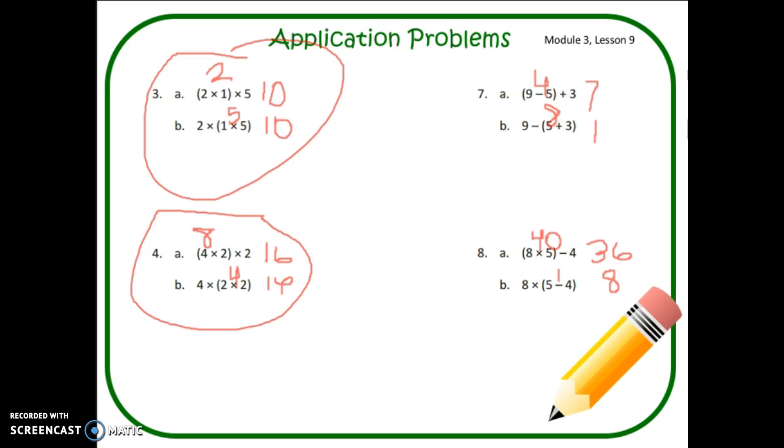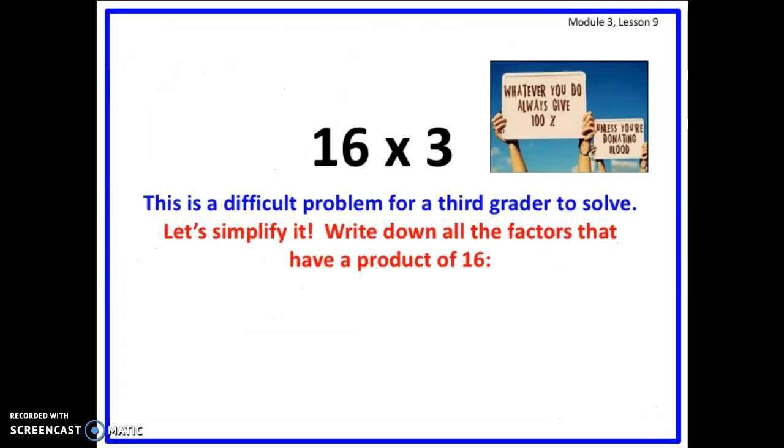You will need your whiteboard. All right, we're going to try a difficult problem. 16 times 3 is a difficult problem for a third grader to solve. So let's simplify it. Write down all the factors that have a product of 16. What does that mean? That means tell me all the multiplication problems that will equal 16. Write them on your board, check, press pause and press play when you're ready to check your work.